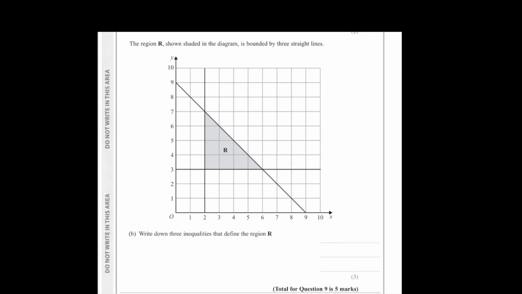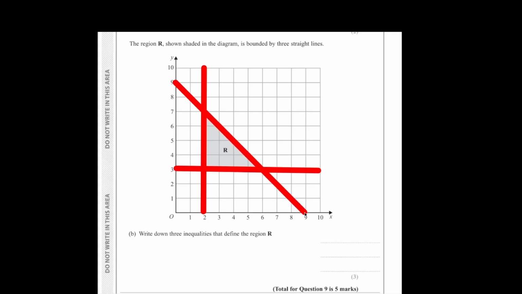This one, here this line is one boundary line. And this is one boundary line, and the other one is this one. So there are 3 boundary lines, and we need to get the equations of these 3 boundary lines. How do we get the equation? What is the equation of this one?